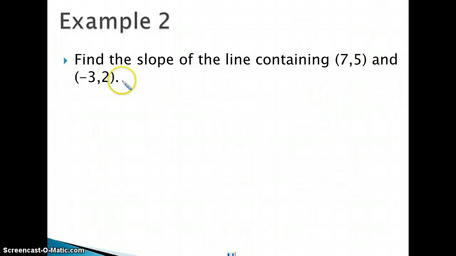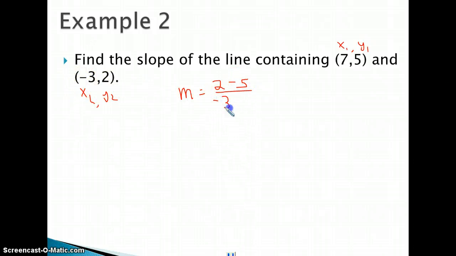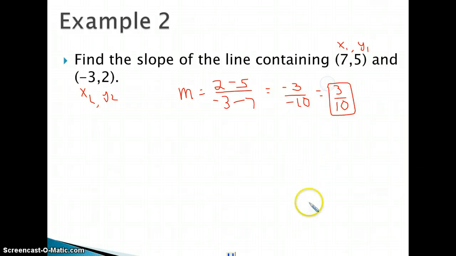So as a quick example, we want to find the slope of the line containing 7, 5, and -3, 2. This is x1, this is y1, x2, and y2. So my slope formula says take my second y coordinate, subtract off my first y coordinate, and divide it by my second x coordinate minus my first. So 2 minus 5 is -3. -3 minus 7 is -10. Because these are both negative, I'm going to cancel that out, and I'm going to make it 3 over 10. So again, be very careful that you make sure that you're consistent with your order.